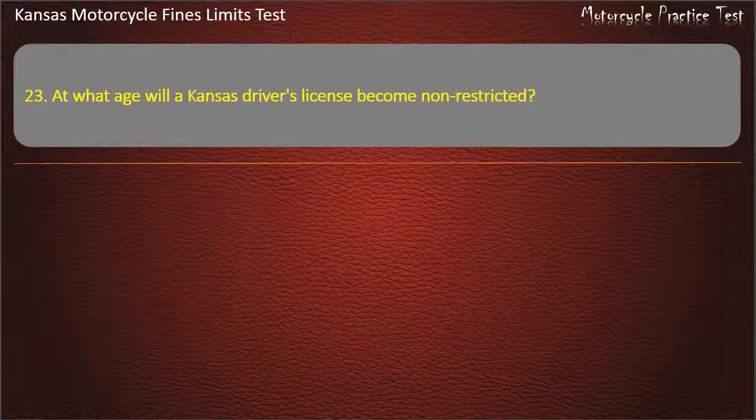Question 23. At what age will a Kansas driver's license become non-restricted? 21, 18, 17, 16. Answer: 17.